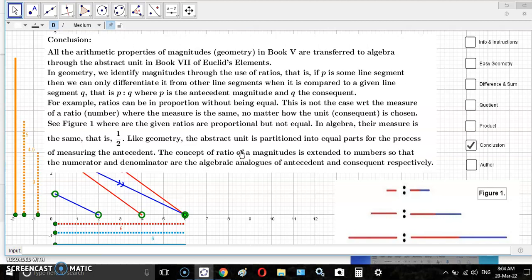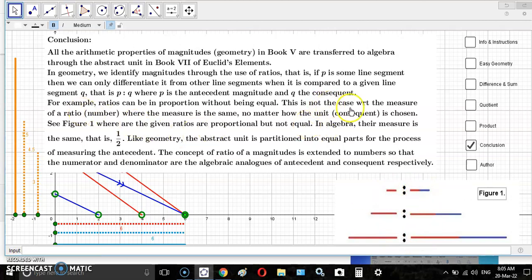So the ratio, that is P:Q, where P is the antecedent magnitude and Q the consequent magnitude. For example, ratios can be in proportion without being equal, like these ones that you see in figure 1 here. You see all these ratios are in proportion because the measure of all of them is a half, but they're not equal because the important part here is the antecedent, which are these solid red lines before the colon. Okay, we use the consequent to measure the antecedent.